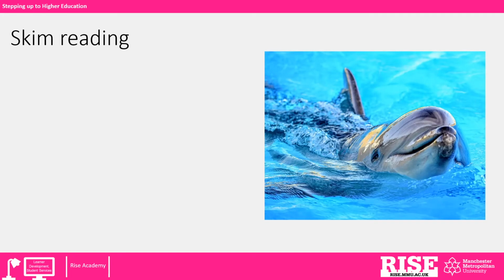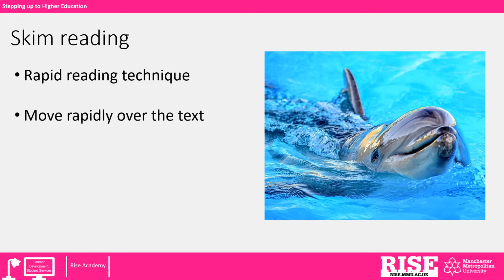Let's spend some more time now thinking about skim reading. So, as I mentioned earlier, skim reading is a rapid reading technique. It's like the dolphin here bobbing across the surface of an ocean. It's a technique which you can use to get the meaning or the central idea out of a text. The key thing is to move rapidly over the text. You might use your finger or a pen or a pointer to help you move across the text. Using a pointer helps you to stop your eyes getting tired.